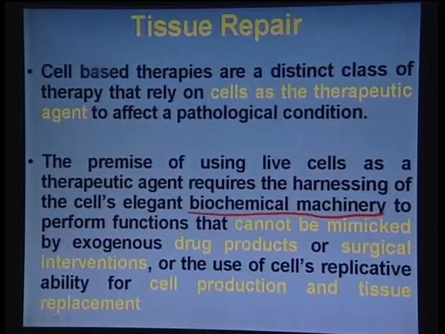For example, if a patient requires a skin graft, you cannot give the patient some kind of drugs which will replace the necessity of having that tissue engineering construct. Okay. So, essentially it means that the requirement of having skin grafts cannot be met by having some drugs or medicines, or surgical interventions, and the use of cells' replicative ability for cell production and tissue replacement. That means, what is the next sentence that has been said? Each living cell has DNA and RNA, right, in the nucleus, and they have the unique ability to replicate.